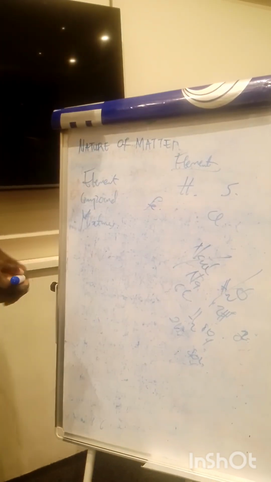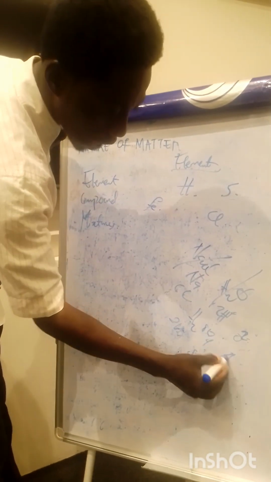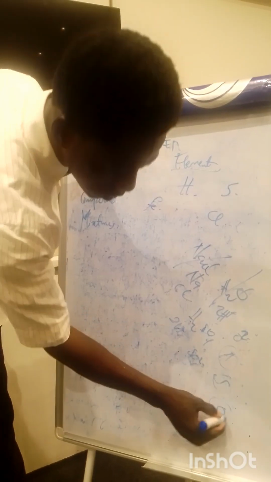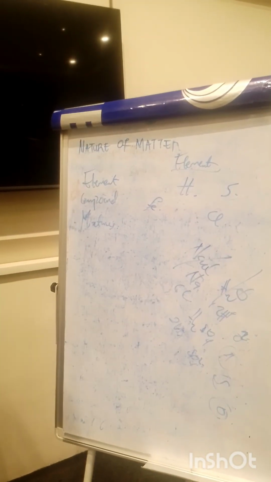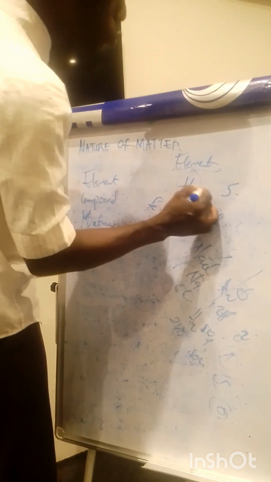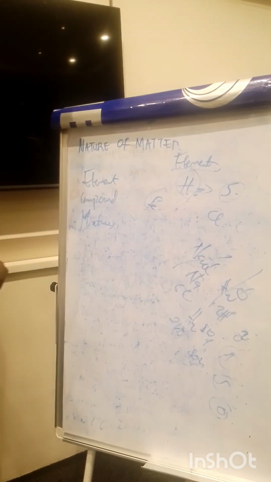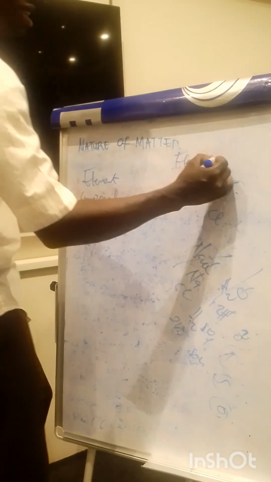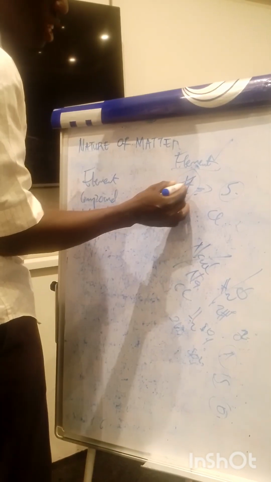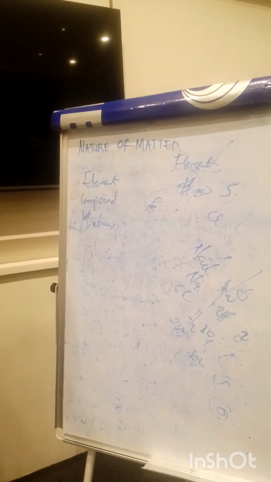Let me put it in a simpler way. H2SO4 can be broken into hydrogen, sulfur, and oxygen. Are you with me? But elements cannot be broken into simpler units. Never. You cannot. So that's why the definition says it's a substance that cannot be broken into simpler units by ordinary chemical process.